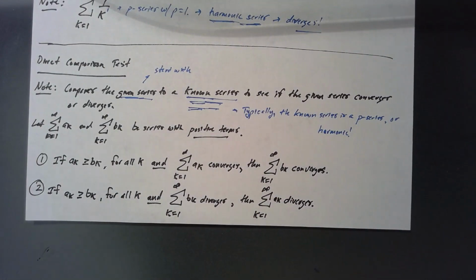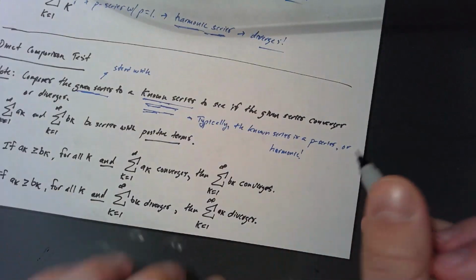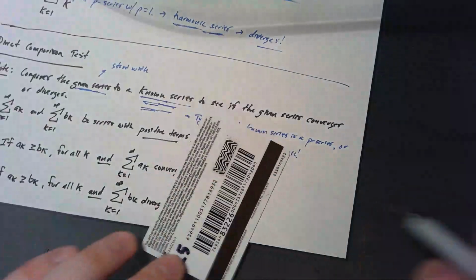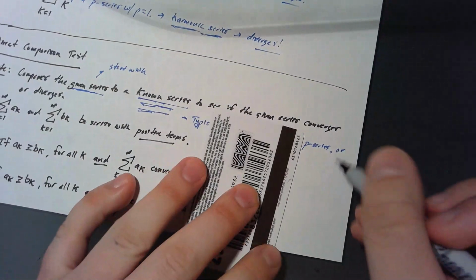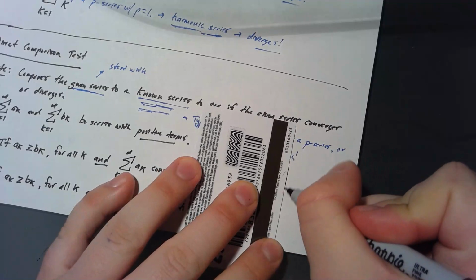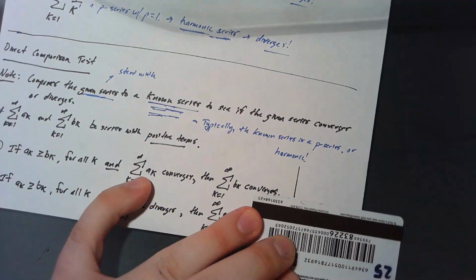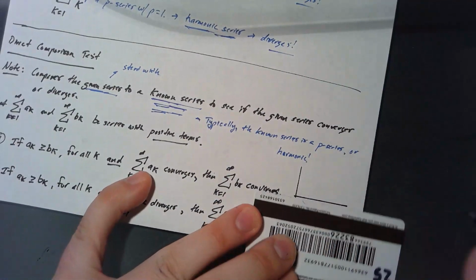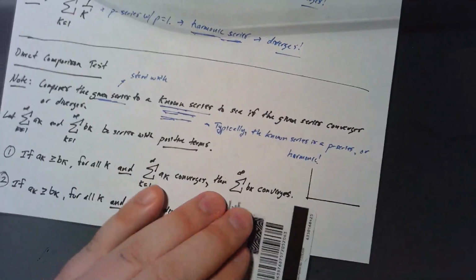And let me just stick in a graph here. It's a very simple graph. I'm using a credit card for my ruler, because, well, I left mine at school and I can't get into school now.